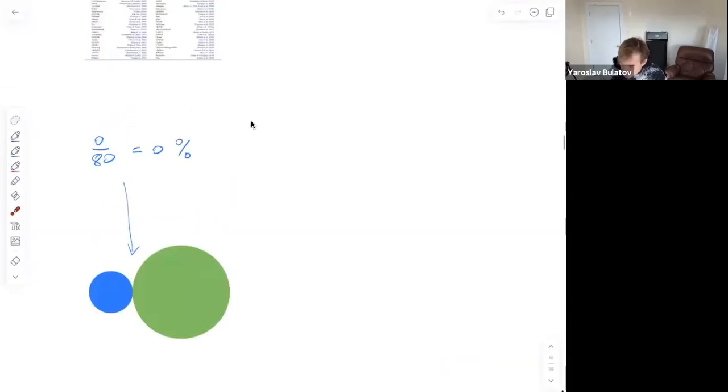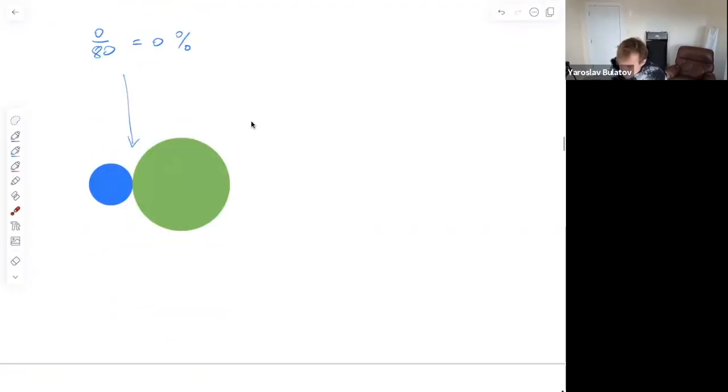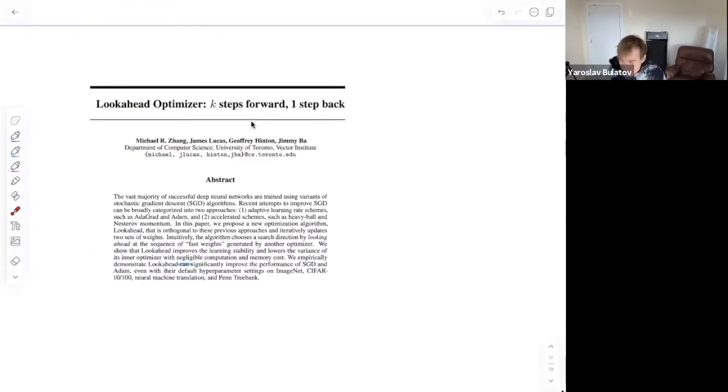Right, so that's obviously a problem. If we have 80 papers claiming that they beat Adam, but actually none of them beat Adam, that's disappointing, because how do you know what works?